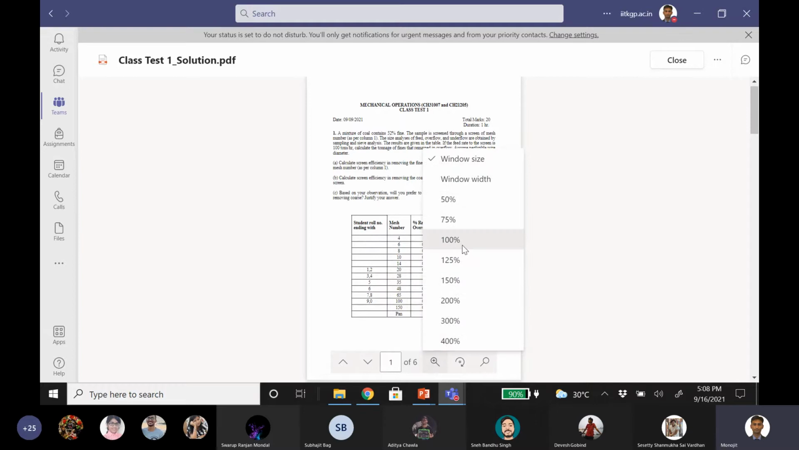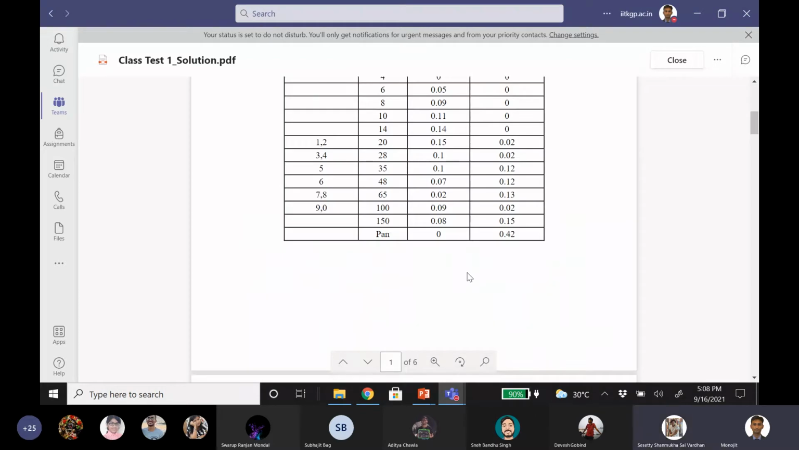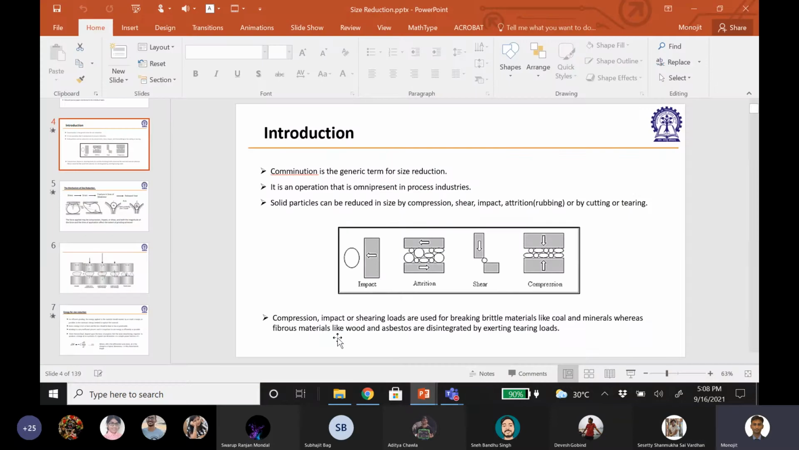Yes, Vardhan, what is your doubt? So in the pan, why aren't we starting with 0 and 0.42? Yeah, in these, but just recall the definition of cumulative mass fraction. What is the definition of cumulative mass fraction? Can you recall that?